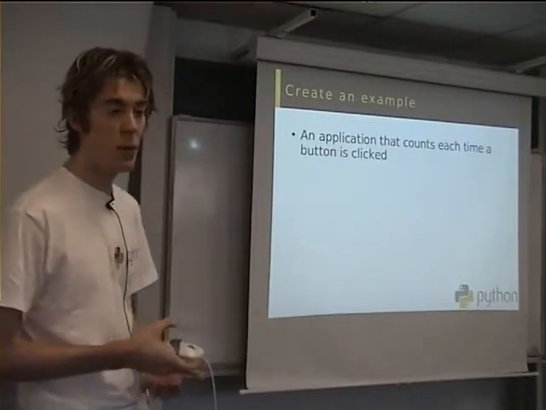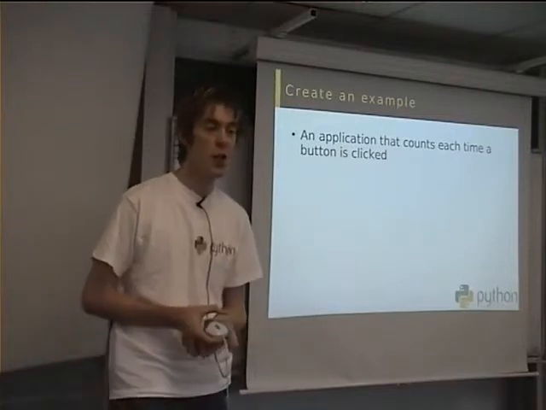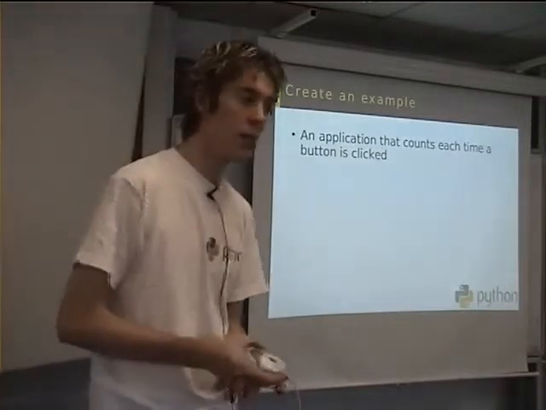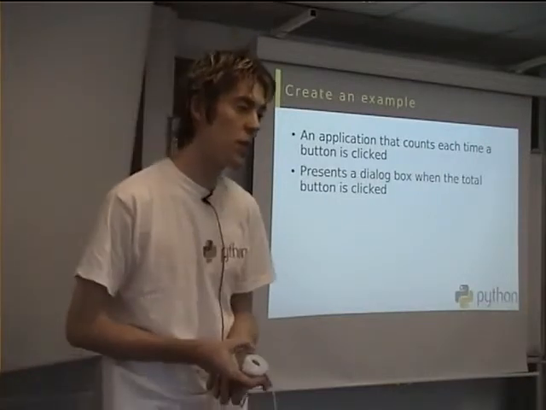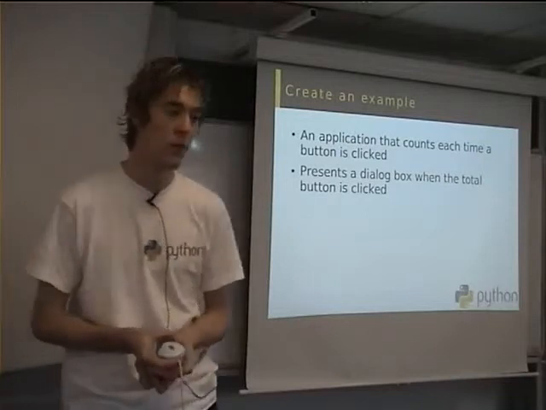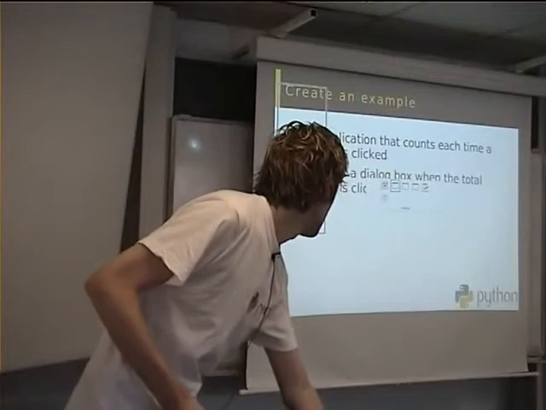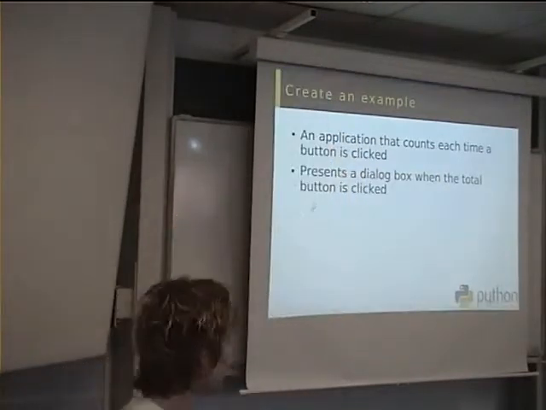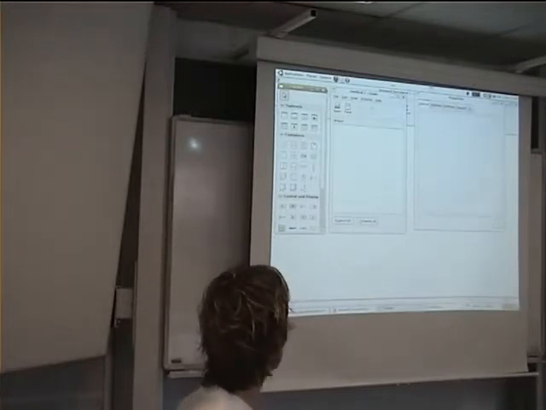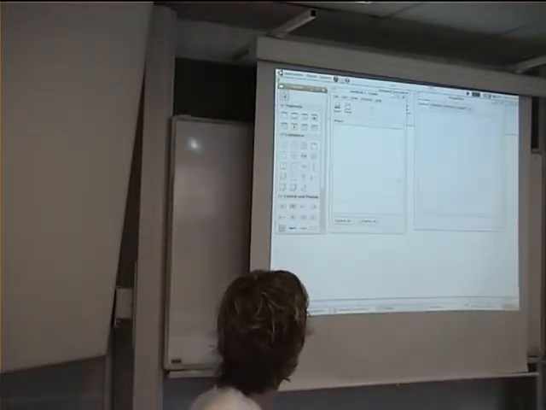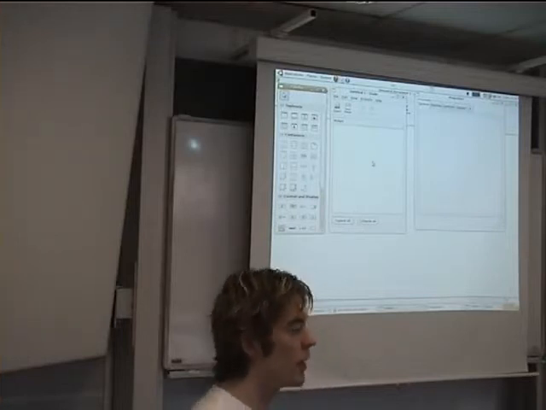So we're going to create an example now, and it's going to be a simple application that just counts up each time a button is pressed. Okay, so it's just a simple counter. And then we're going to have another button which presents us with a total box. So now I'm going to come out of the presentation. I already have Glade loaded here, and we are just going to go through the quick steps of how we would create a simple GUI in Glade.